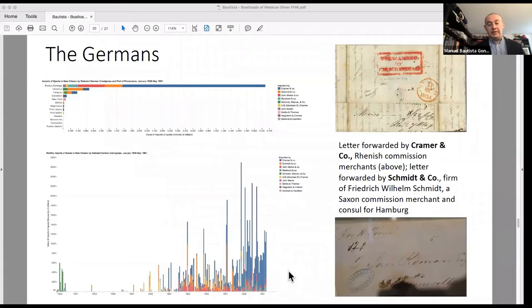As for the Germans operating here, we also have commission merchants specialized in intermediating trade between the US, Europe and Mexico. They are bringing in a lot of goods to the US-Mexican borderlands, mostly goods that are going to be needed by the miners in Mexico. And an interesting example is this guy here, Friedrich Wilhelm Schmidt, who is from Saxony. He becomes a consul for Hamburg, and he is operating an import and export firm with his brother in New York.